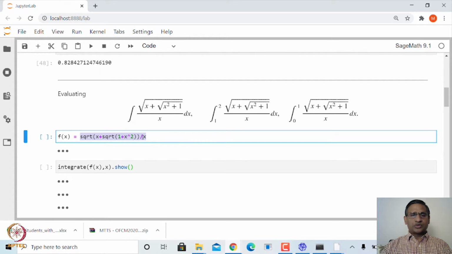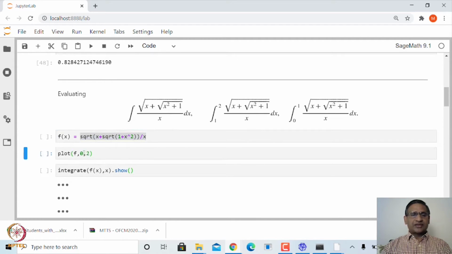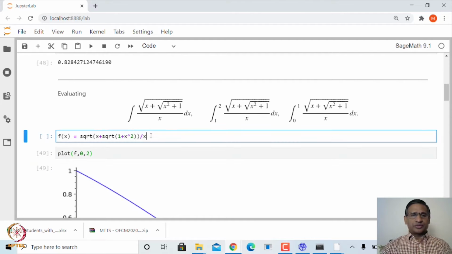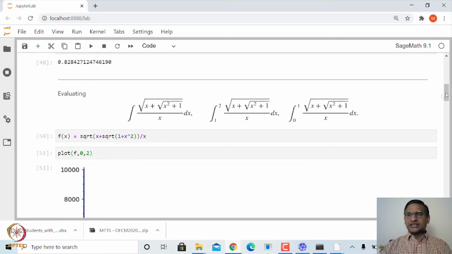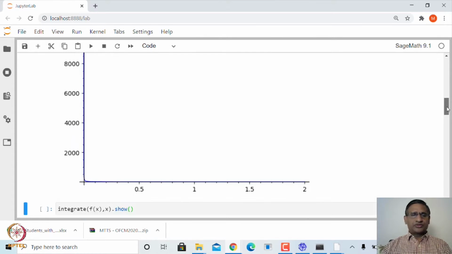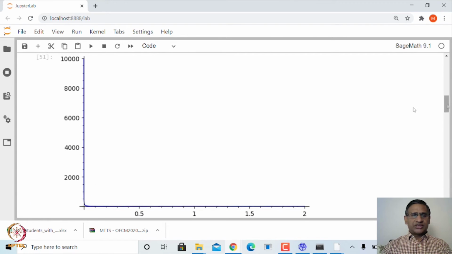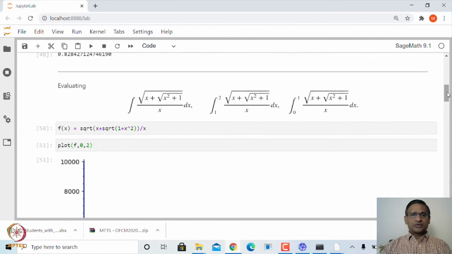So let me again define this function f(x) is equal to square root of x plus square root of 1 plus square root x divided by x, and let us plot the graph of this function. So this is the function f(x) and its graph. You can see here this graph near 0 goes to a very high value, and when x increases, it goes close to 0, right? That's what you can see from this graph.